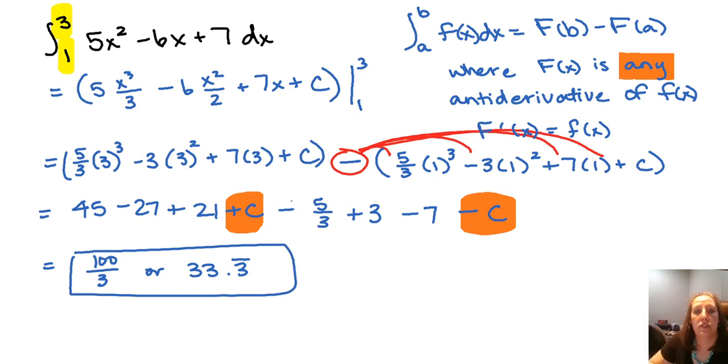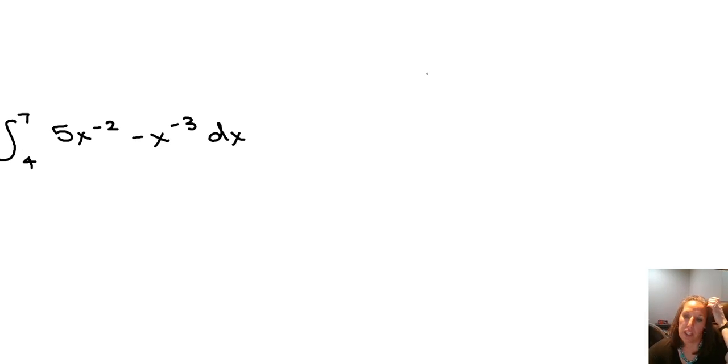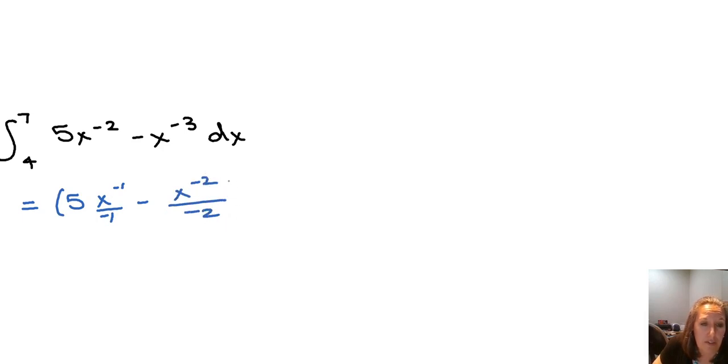All right, let's look at another example. So here we have the definite integral evaluated from 4 to 7 of the function 5x to the negative 2 minus x to the negative 3 with respect to x. So again, we just need to find an antiderivative. And so an antiderivative of 5x to the negative 2 is 5 times x to the negative 1 divided by negative 1, minus x to the negative 2 divided by negative 2.